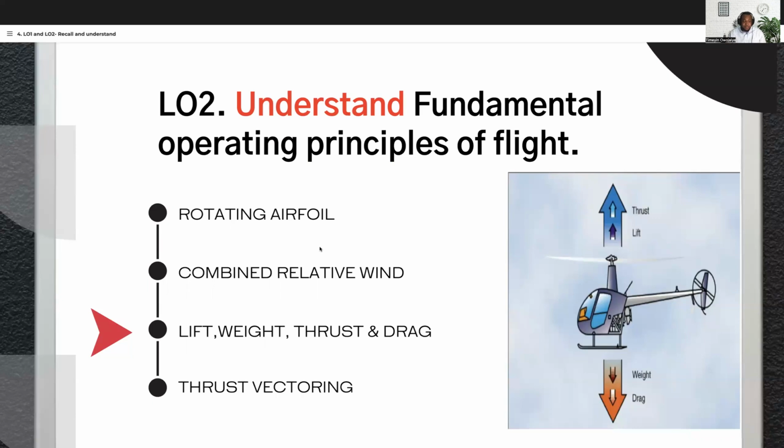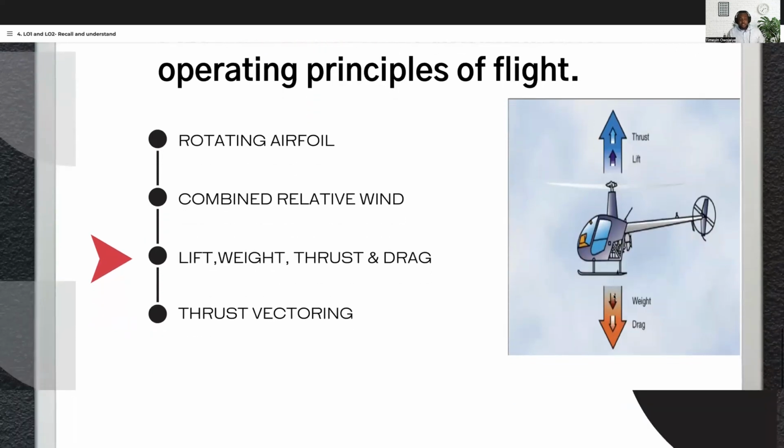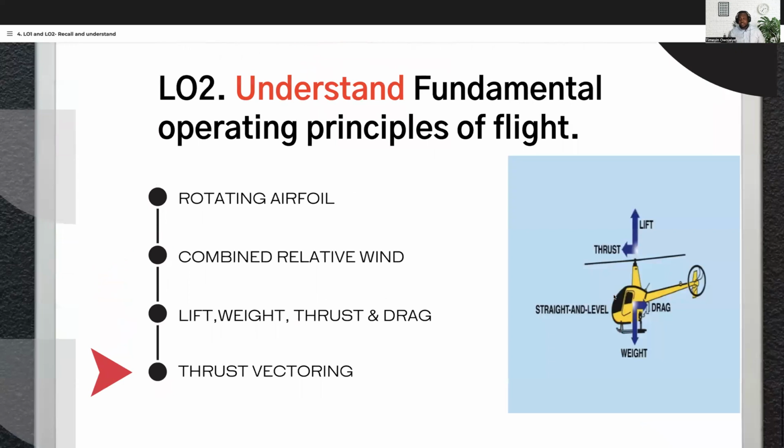However, the only type of drag that is produced here is induced drag, because induced drag, as we learned before, is drag that is produced as a result of lift production. The next is thrust vectoring. This is where things start to get tricky or complicated for helicopters.